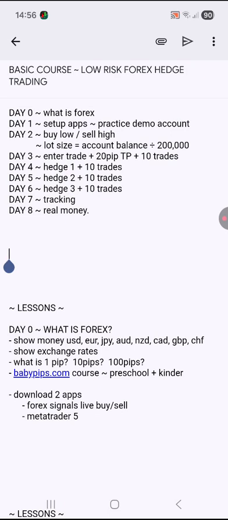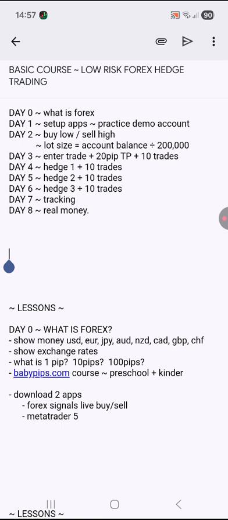So today we're setting up the apps and opening the practice demo account and setting up our chart, getting ready to trade. Day 2, tomorrow, we're going to be talking about buy low, sell high.